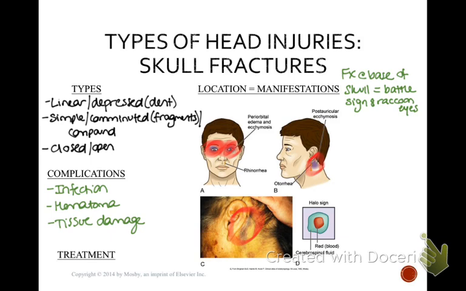All right. And then one of our diagnostics that we use, the raccoon eyes, battle sign, sorry. We need to be careful of any rhinorrhea or otorrhea because it could be what that's leaking out? CSF. So how do we test to see if it's CSF? They may just have had a cold when they got into an accident. So I heard you put it on a gauze. Glucose strip. Yeah.